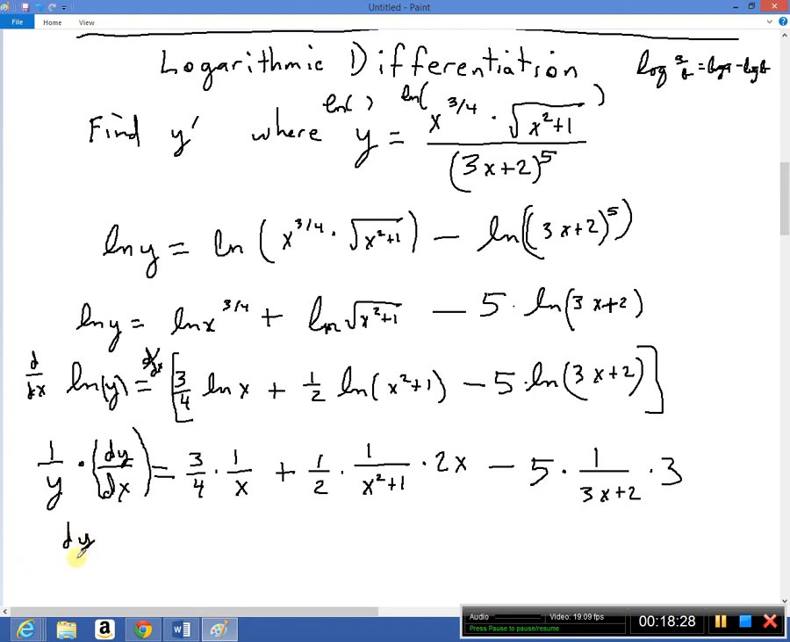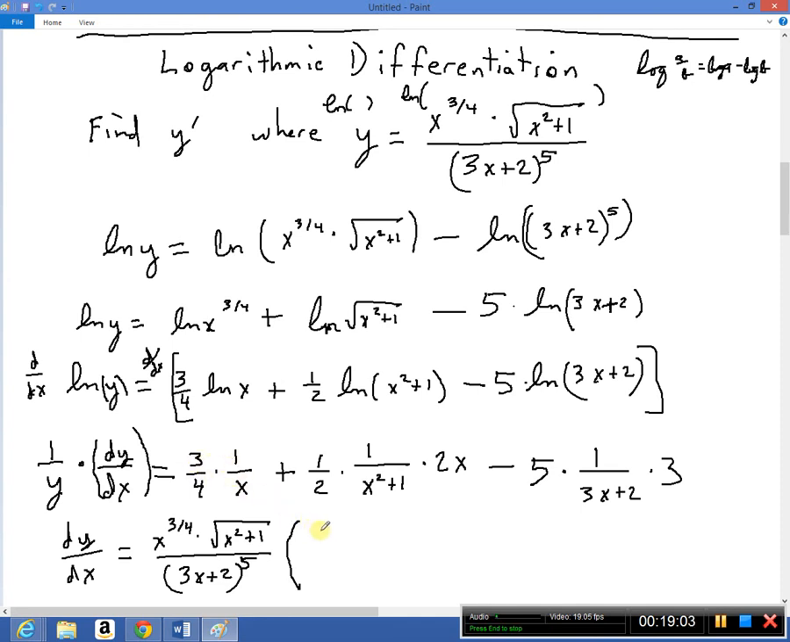dy dx equals, now I multiply both sides by y, so I'm going to have y here, but now I'll remember what y was and go ahead and write it out in all its gory detail. It's x to the 3/4 times the square root of x squared plus 1 over 3x plus 2 to the 5th, times that mess, whatever that is.